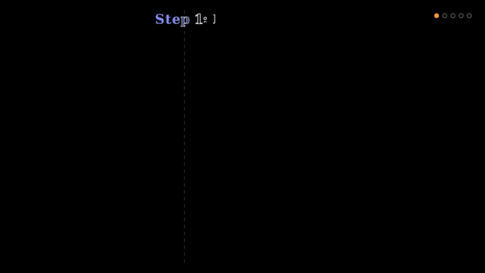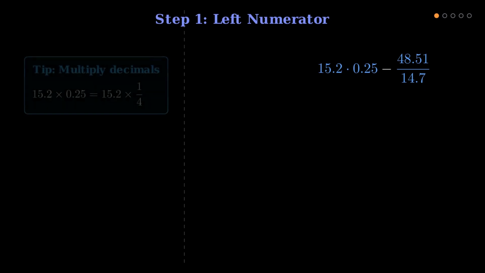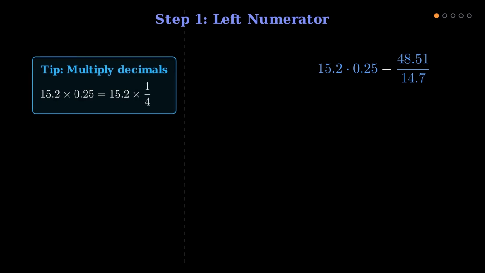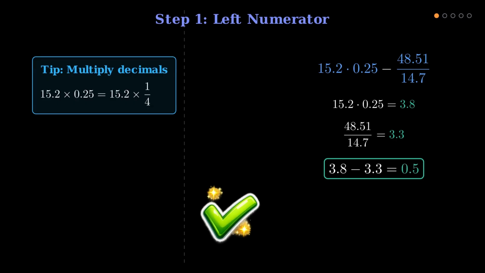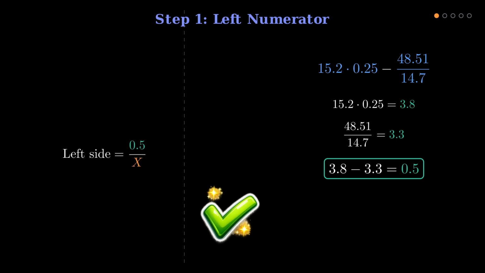Step 1. Let's simplify the left side numerator. We have 15.2 times 0.25 minus 48.51 divided by 14.7. Now just focus on the first part. 15.2 times 0.25. Think of it as 15 times a quarter plus 0.2 times a quarter. That gives us 3.8. Now just focus on the second part. 48.51 divided by 14.7. That's 3.3. Now subtract. 3.8 minus 3.3 gives us 0.5. Nice and clean. So the left side is just 0.5 over x.